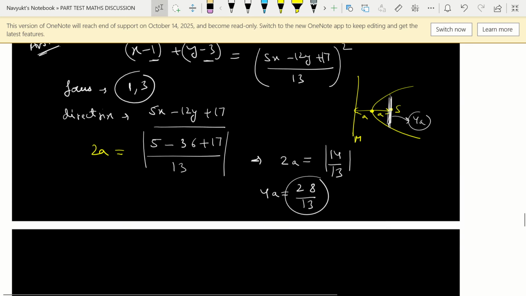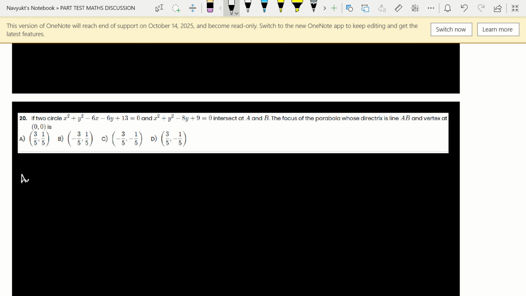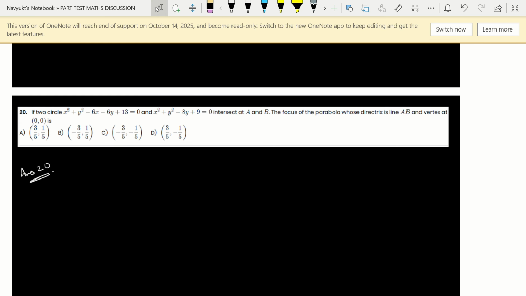Here we get to our 20th question. What it says: if two circles with given equations intersect at points A and B, find the focus of the parabola whose directrix is the line AB. Fine. So this is a very easy question because from here I get the idea. Two circles intersect at 2 points, and that common chord is the directrix for the parabola. So the common chord formula for any two circles we know is what? S minus S dash equals 0, if the equation of one circle is S and the other is S dash. That is our equation of that chord.